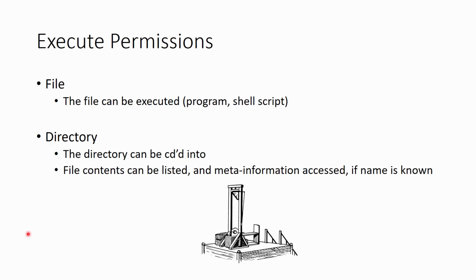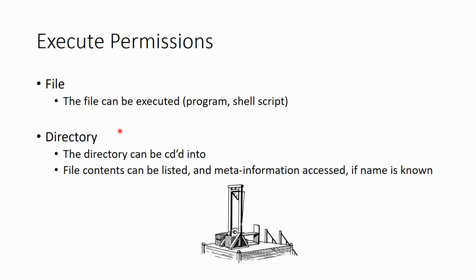The execute permission bit is probably the most complex here. For a file, that means that it can be executed. So if it's a program or a shell script, you can actually run it. So that has to be set first. This is what we've seen before when we say chmod plus x and then the file name. That's us setting the execute permissions. And we'll do some examples here in a bit.